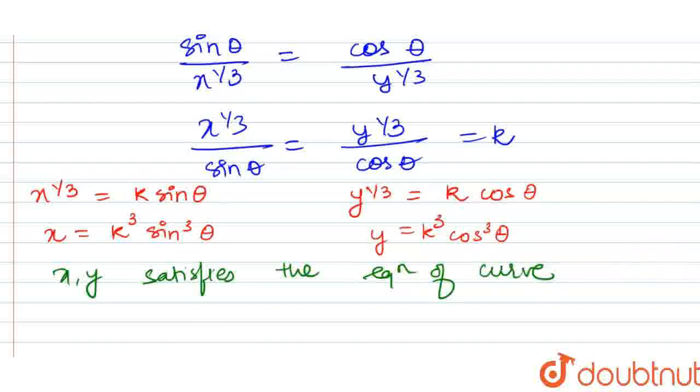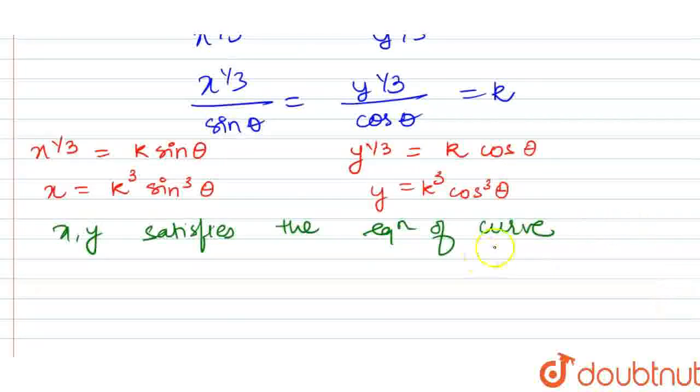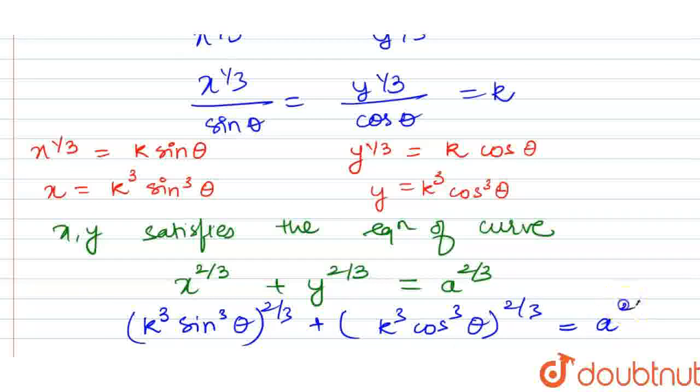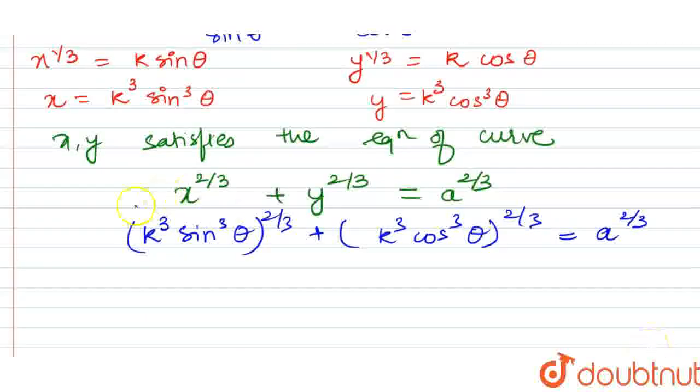Now we will put these points into the equation of the curve, and this will give us x to the power 2 by 3 plus y to the power 2 by 3 is equal to a to the power 2 by 3. This is the initial equation of the curve, right? Now we are putting the points, and it will give us k cube sin cube theta whole power 2 by 3 plus k cube cos cube theta whole power 2 by 3 is equal to a to the power 2 by 3, right? And 3 into 2 by 3 will become 2 only, right? We can say that 3 into 2 by 3 is 2.